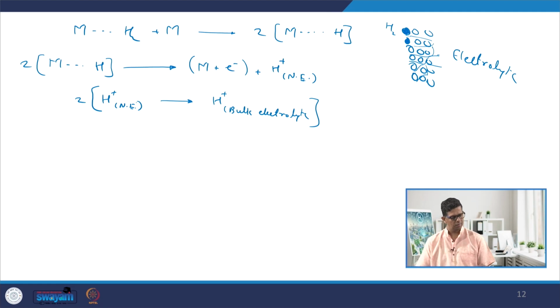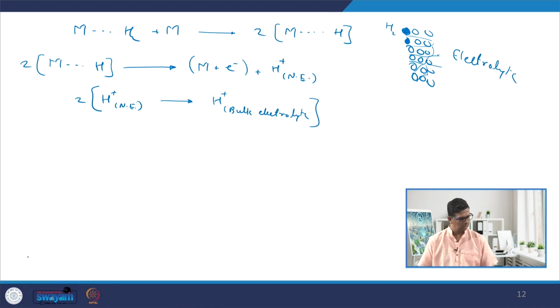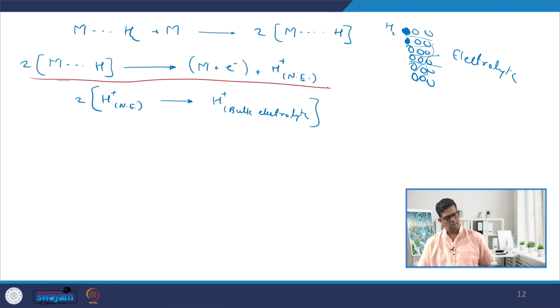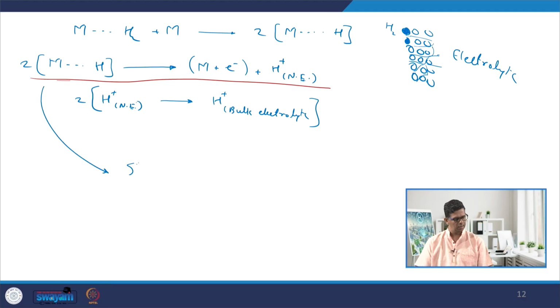So, if we focus our attention on the second reaction, that is M·H, that gives M plus e⁻ plus H⁺ near electrode. This is your slowest reaction. This is our slowest reaction, or rather step, and that is why it is called a rate determining step.